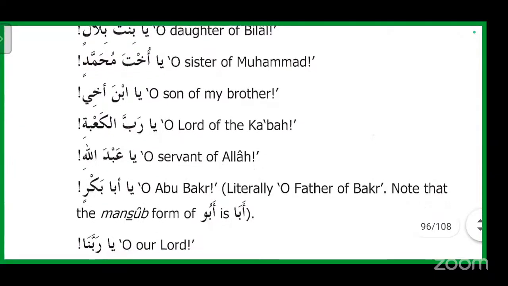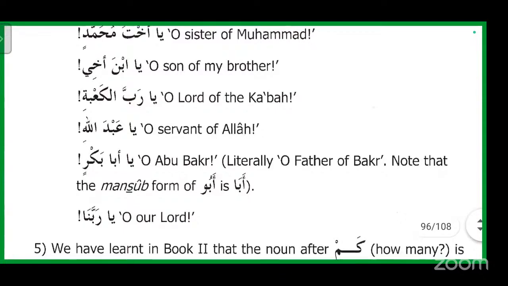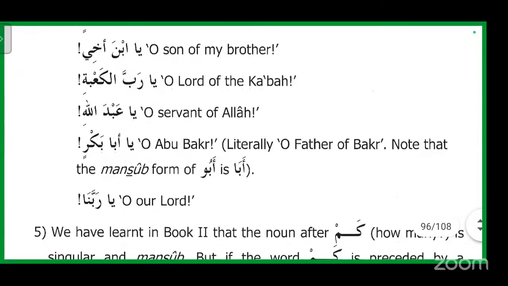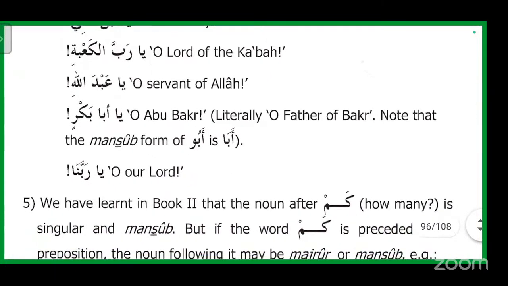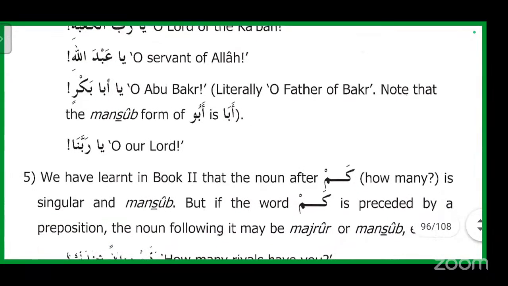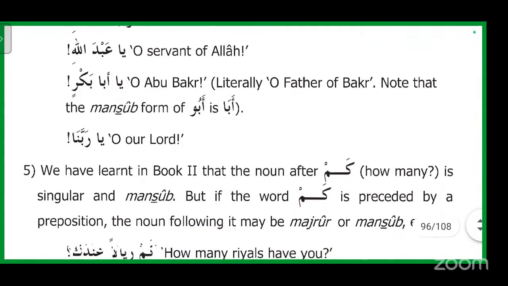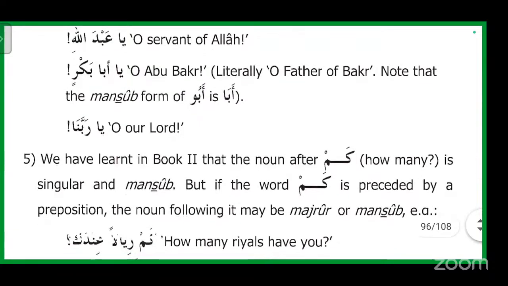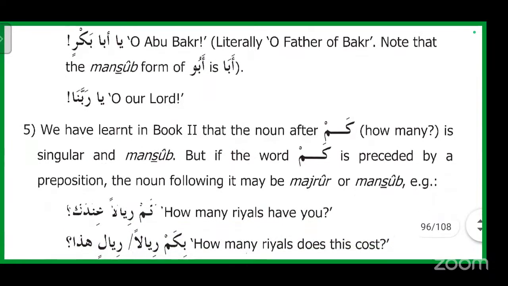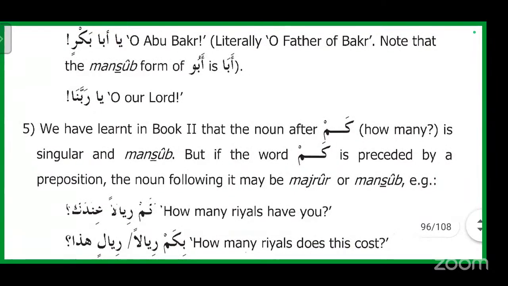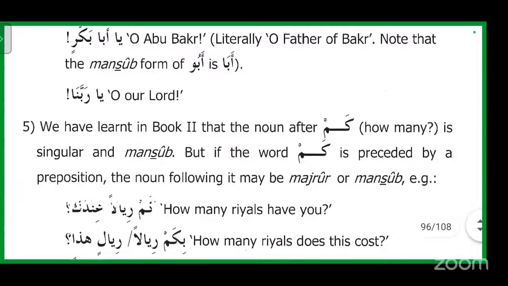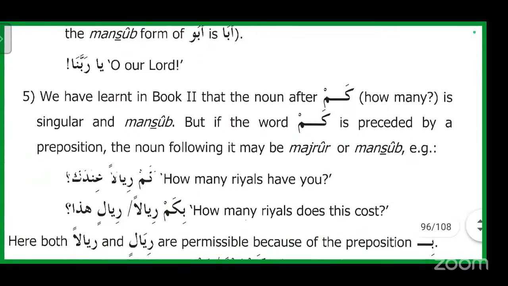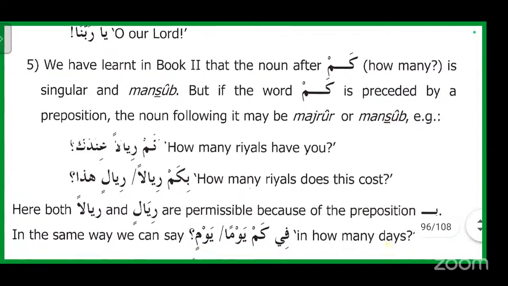Ya Rabbal Ka'bati, O Lord of the Kaaba. Ya Abdallahi, O servant of Allah. Ya Aba Bakrin, O Aba Bakr. Literally, O father of Bakr. Note that the mansoob form of Abu is Aba. Ya Rabbana, O our Lord. So we don't say Ya Rabbuna. We say Ya Rabbana, O our Lord.